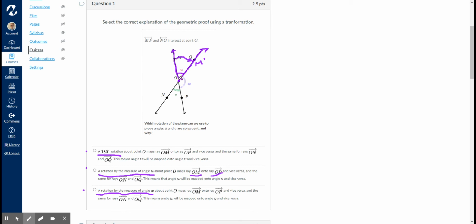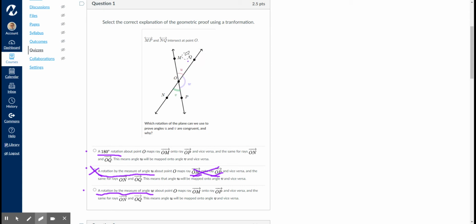Maps OM to OQ. So this is not true. So since it says the wrong thing, we can already tell this is not the correct angle to rotate by to get U to V. So B is not our correct answer on this one.